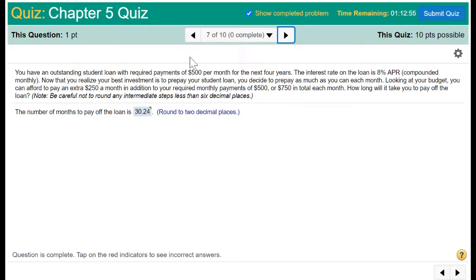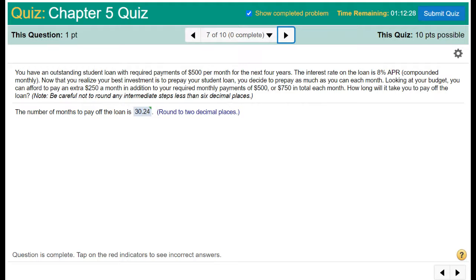The payment is negative 500. Future value is 0. Compute for present value. Now the answer is 21,023. I don't know what the answer is, but I'm going to use it for my next calculation.